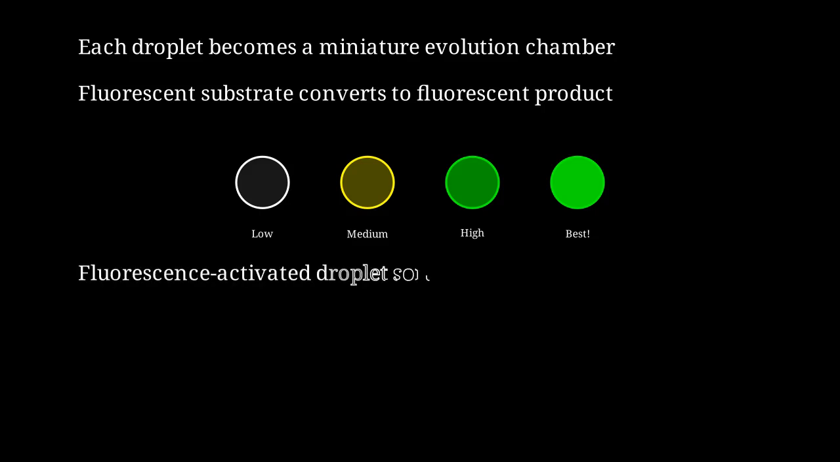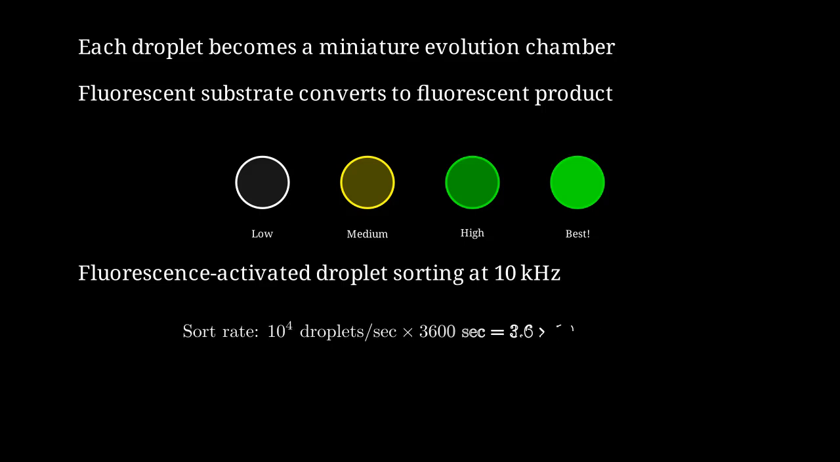You can then use fluorescence-activated droplet sorting, or FADS, to sort these droplets at rates up to 10 kHz. That's 10,000 droplets sorted per second based on their fluorescence intensity. At 10,000 droplets per second, you can sort 36 million droplets in 1 hour. This allows you to screen an enormous library in a very short time.